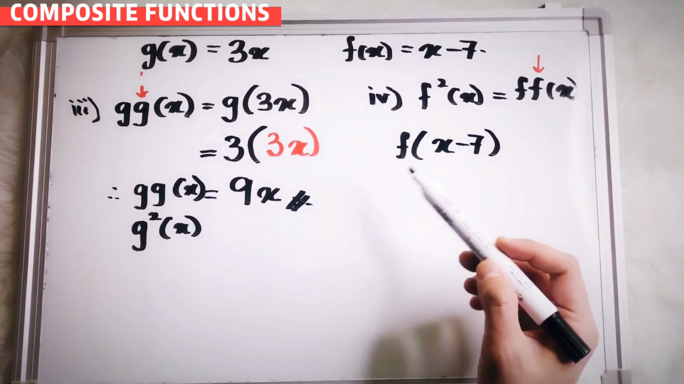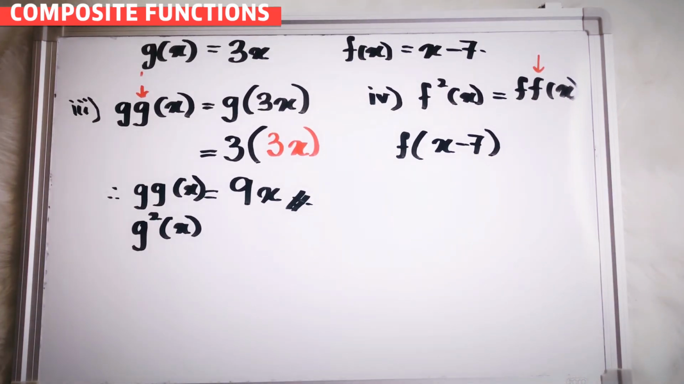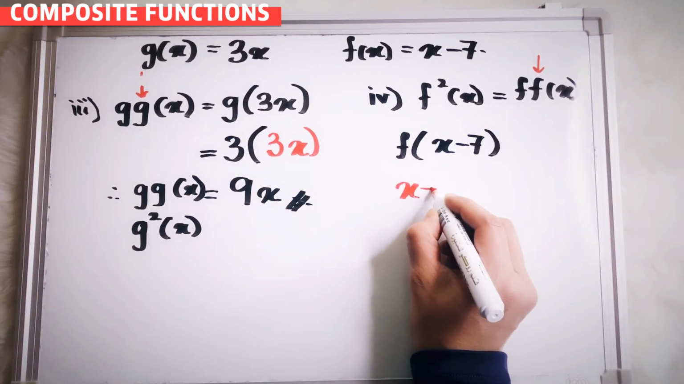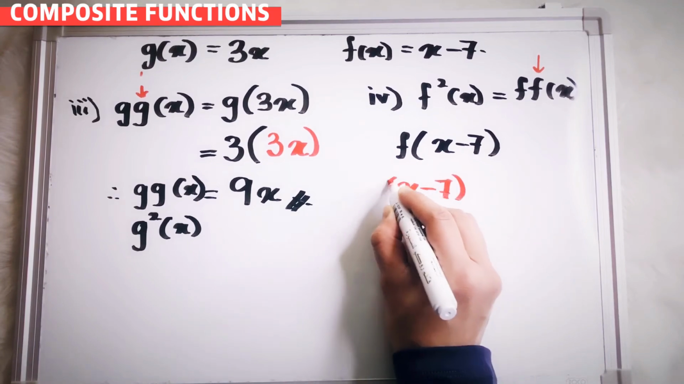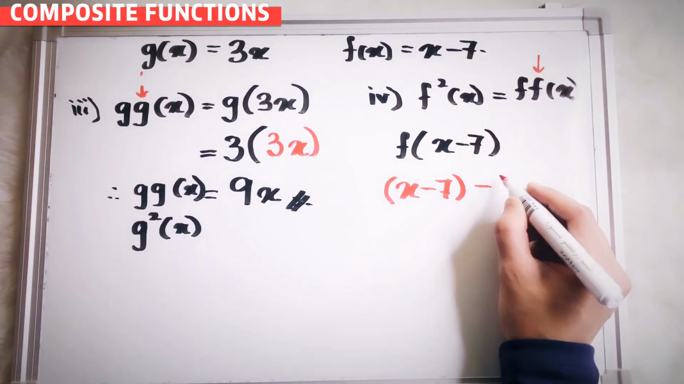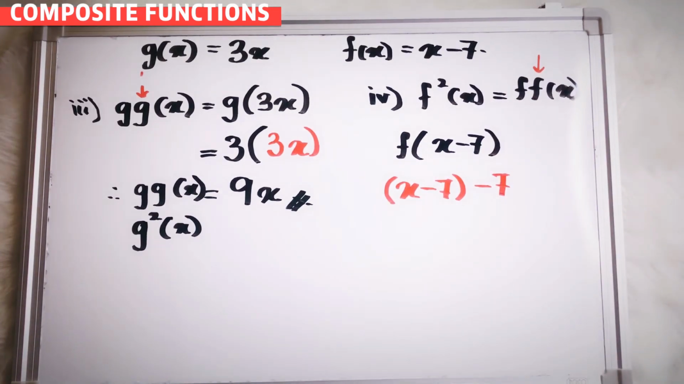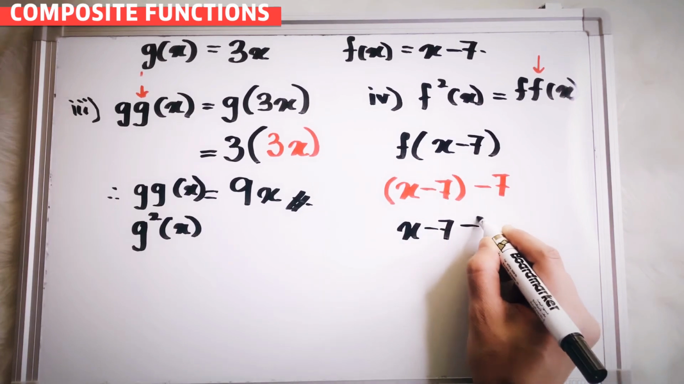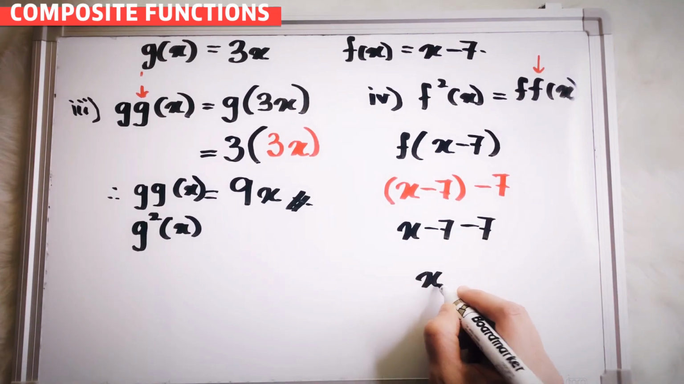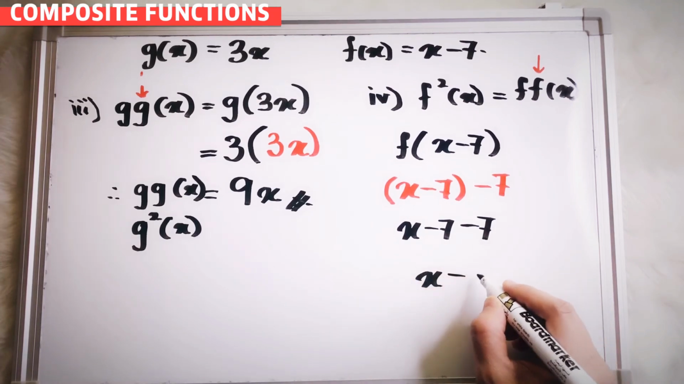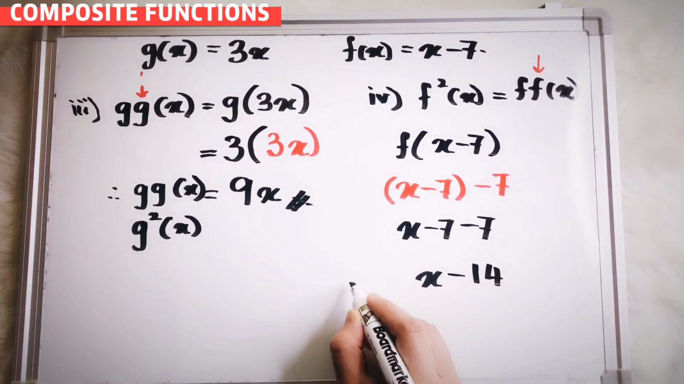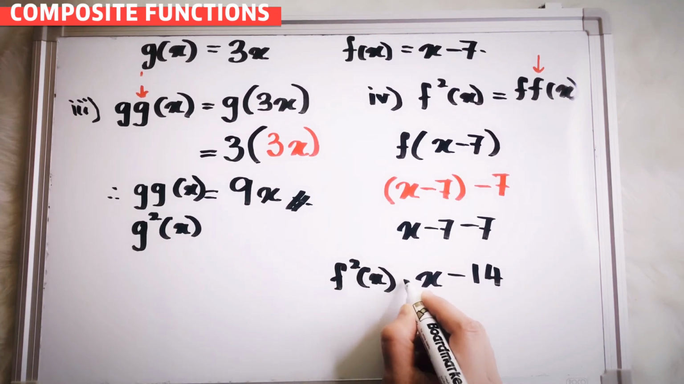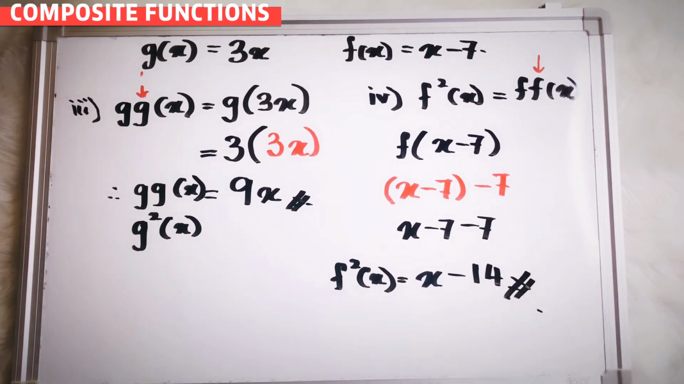Okay, we want to substitute inside the f. So now our f is what? X minus 7. So we put x minus 7. So this is our new x, yeah? Minus 7. Alright? So x minus 7 minus 7. So your x now will be negative 7, negative 7 is negative 14. So this is your f square x function. Alright?